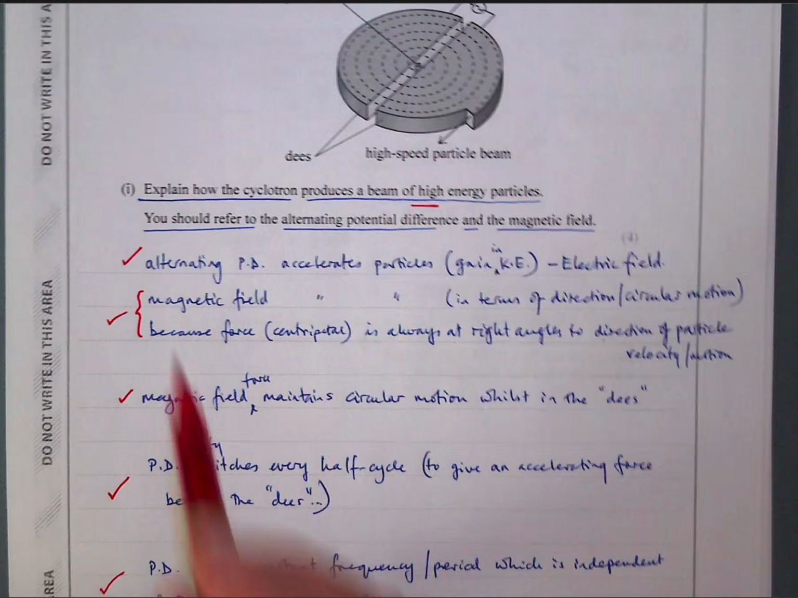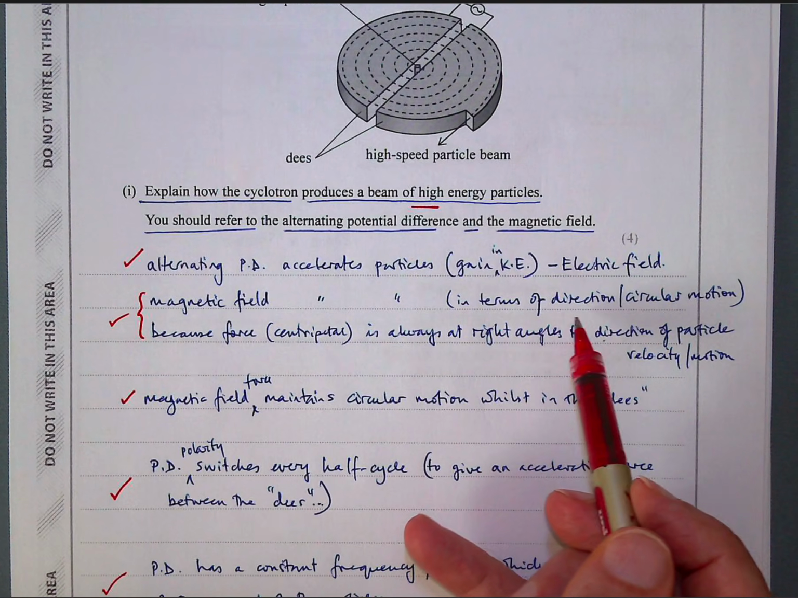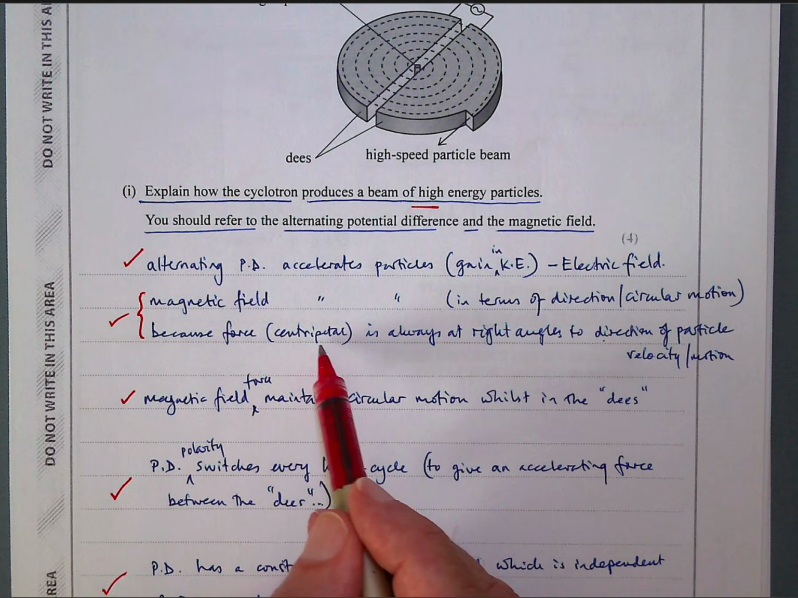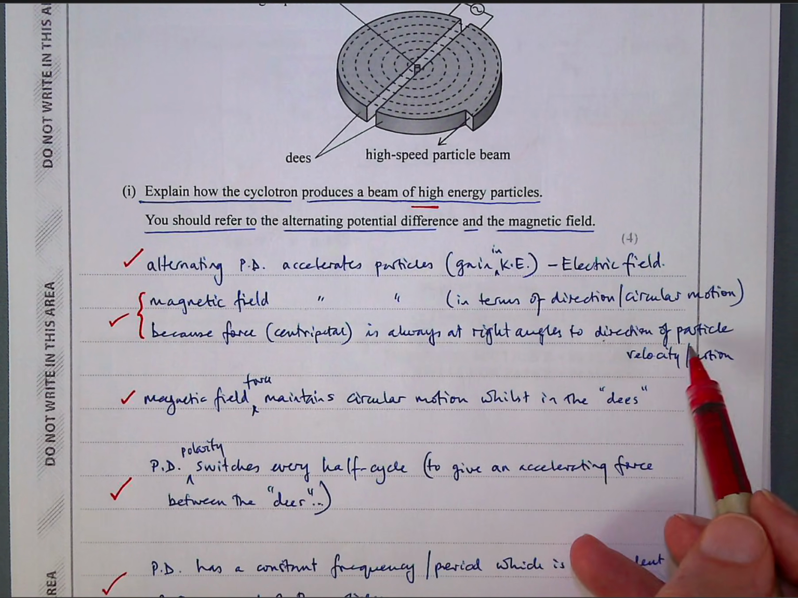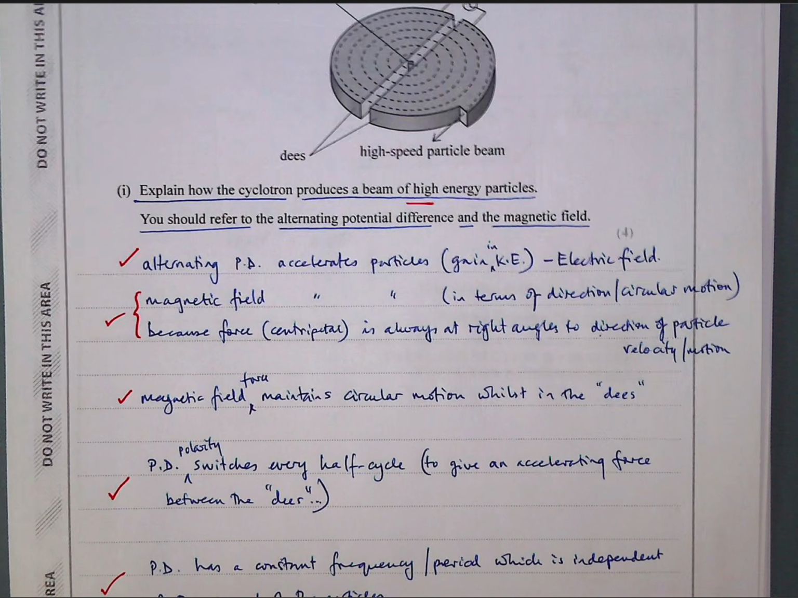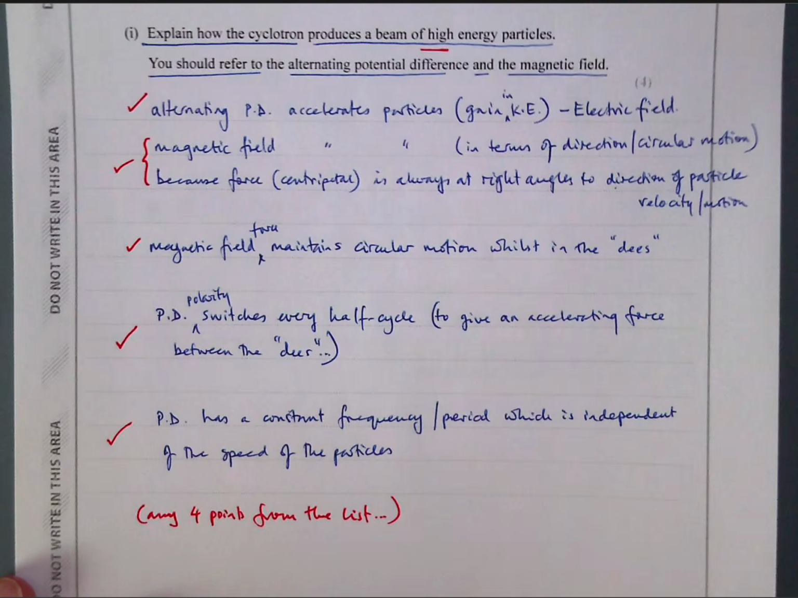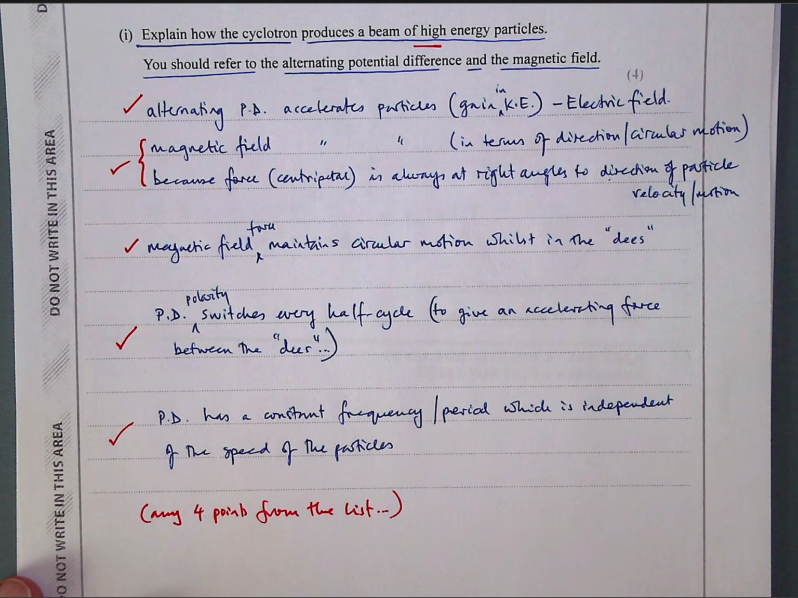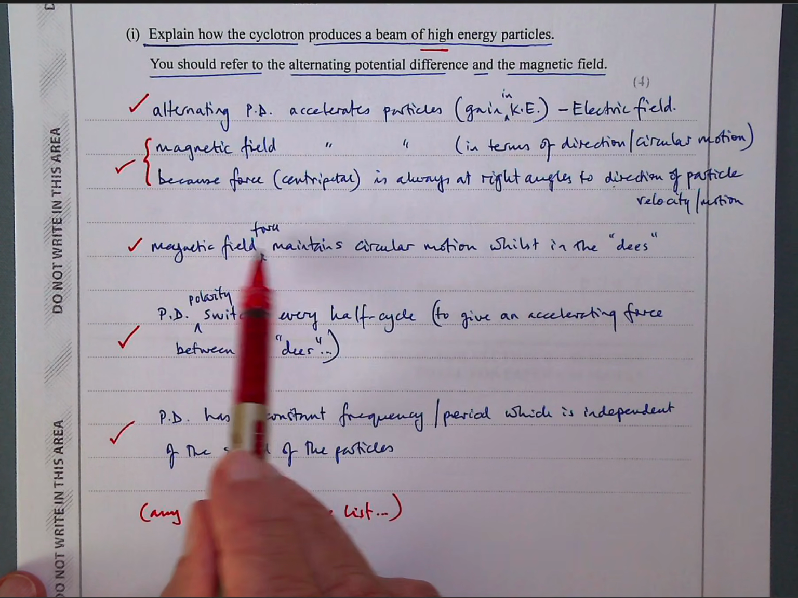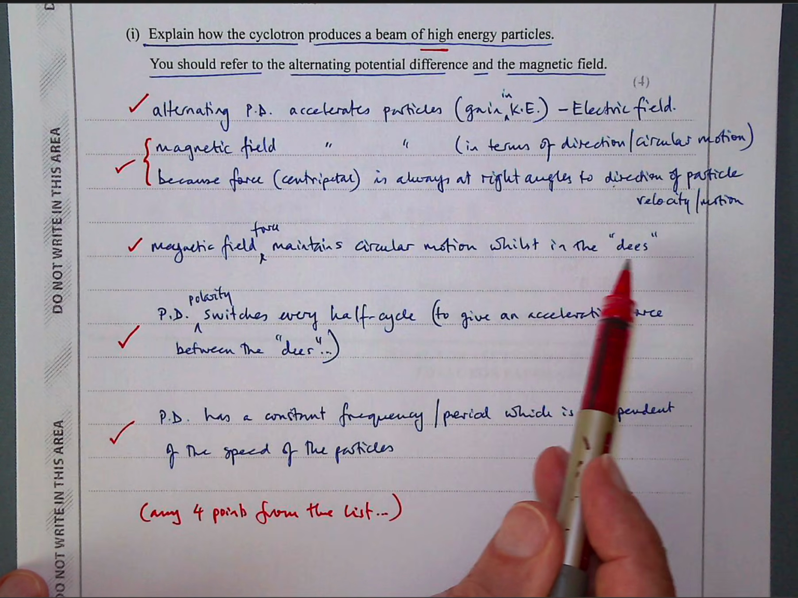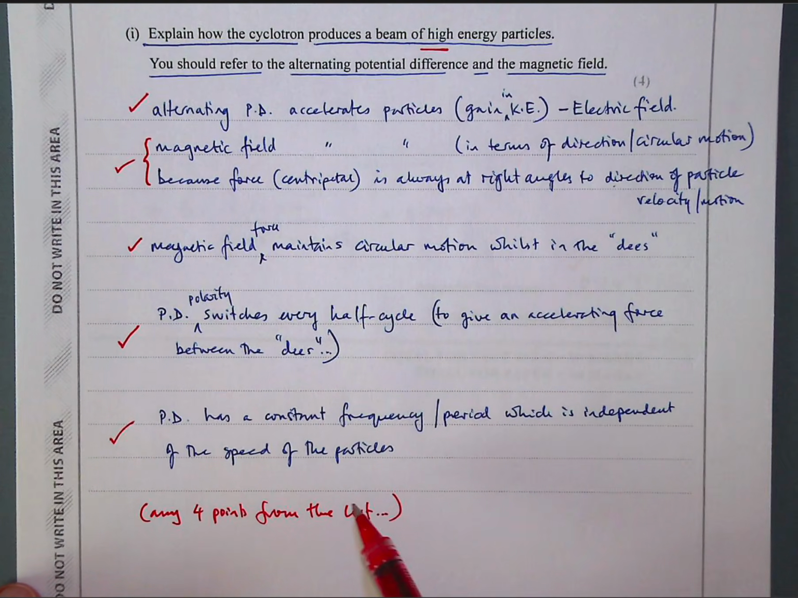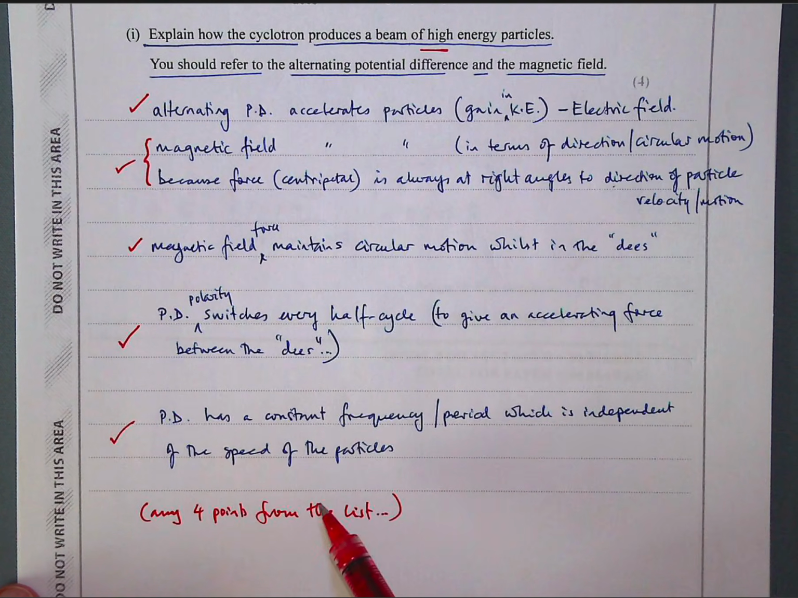You get a 2nd mark for explaining that magnetic fields accelerate particles in terms of direction rather than kinetic energy. And it's due to circular motion because the force, the centripetal force, is always at right angles to the direction of the particle's velocity or motion. So this is a lot for 1 mark, but you don't have to say exactly as clearly as I put it. As long as you're making that point, you can look at the mark scheme later on, but due to the length of this video, I'm going to try to speed up. The magnetic field force maintains circular motion whilst in the Ds. So in the Ds, the magnetic field is just making sure that it's going in the circular motion continuation.